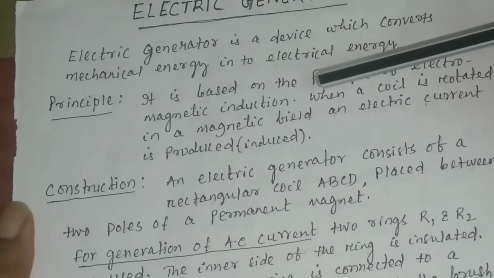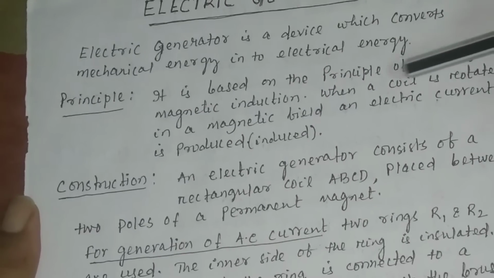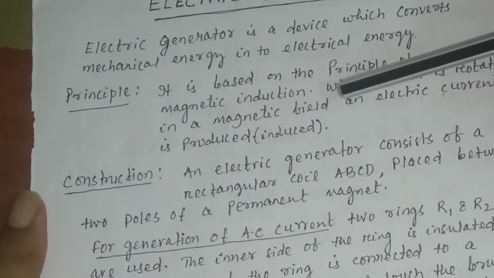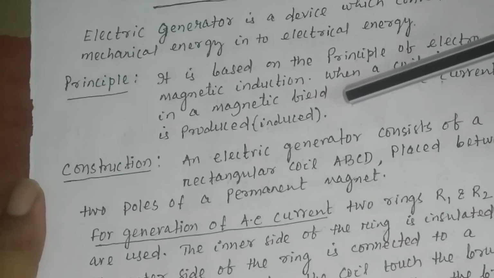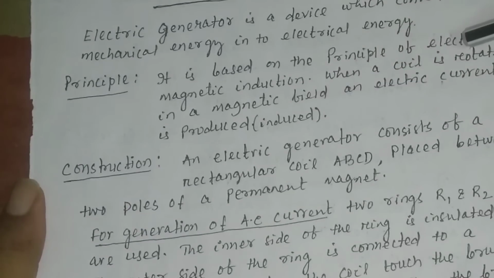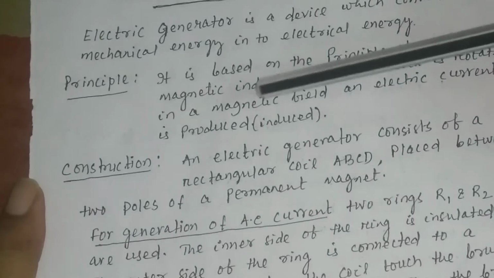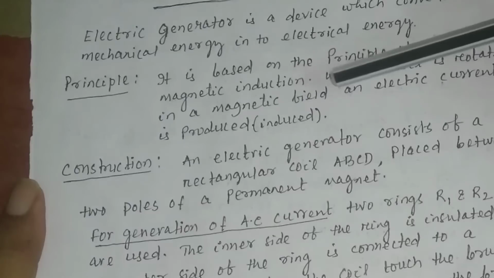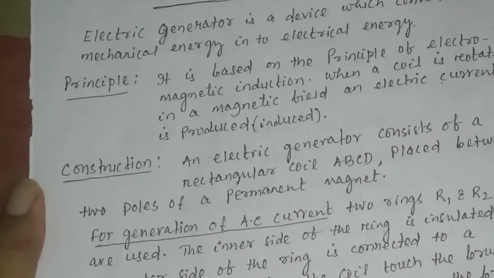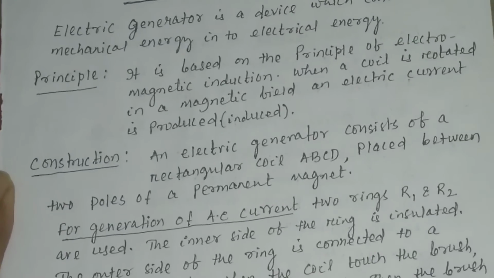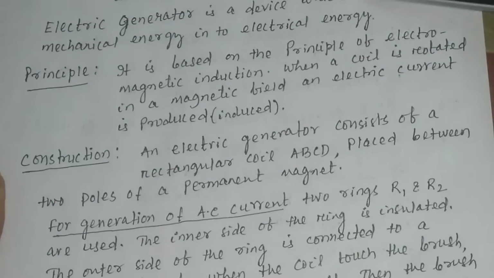What is electromagnetic induction? When a coil is rotated in a magnetic field, an electric current is produced or induced. When a coil is rotated, the magnetic flux, or magnetic field lines linked with the coil, changes because it is placed in a magnetic field, so an induced current will be produced in the coil. This is the basic principle used in an electric generator.